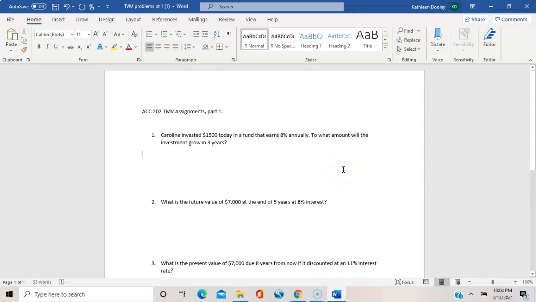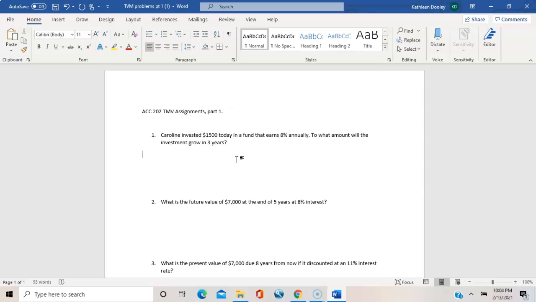So our first question: is this a single sum or an annuity? We have a single amount today, and we want to know the single amount 3 years from now, so this would be a single sum. Do we need the present value or the future value? Well, we have the present value, $1,500 today. We want to know what it's going to be in 3 years. So it's the future value that we need.